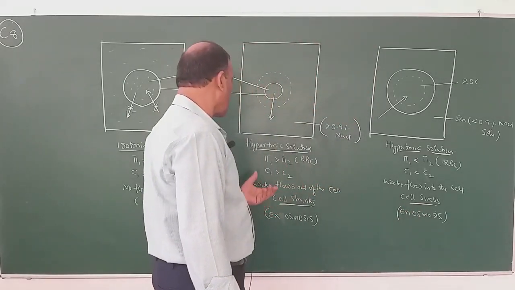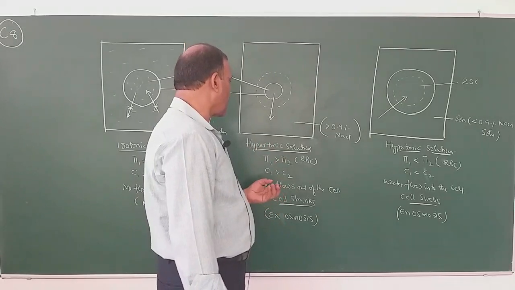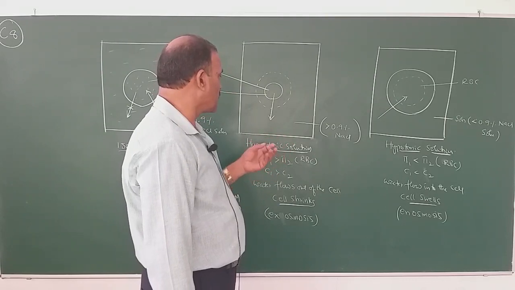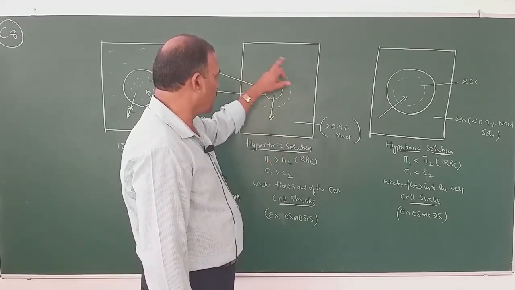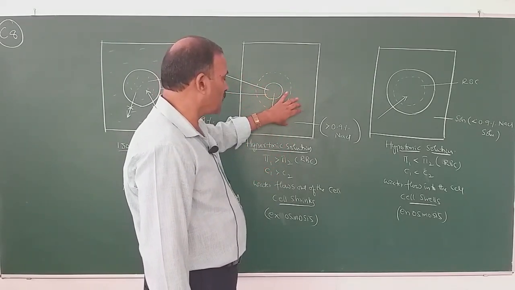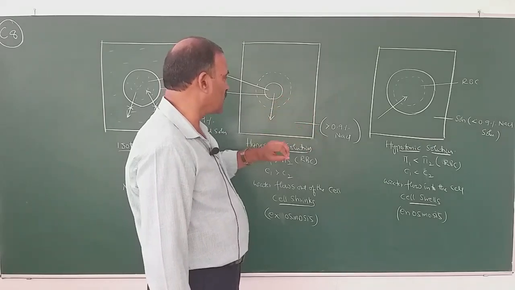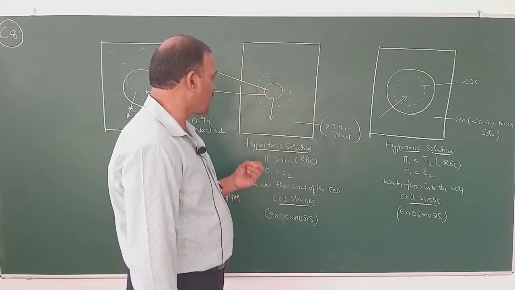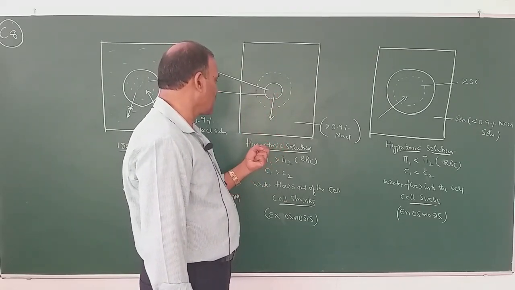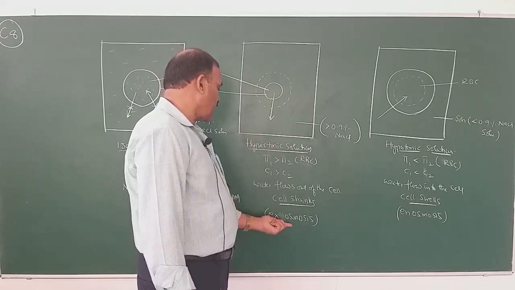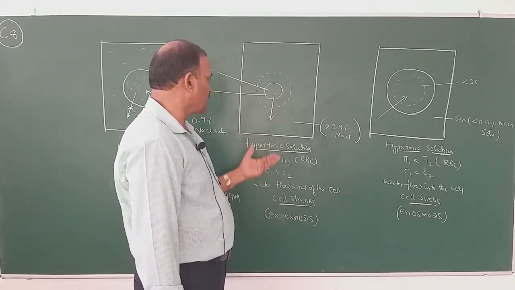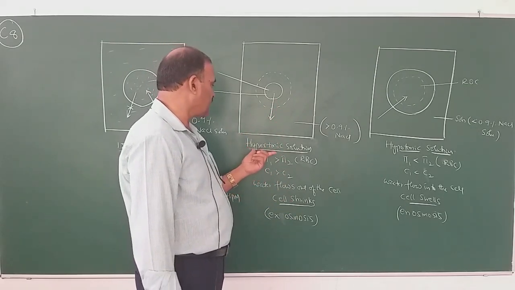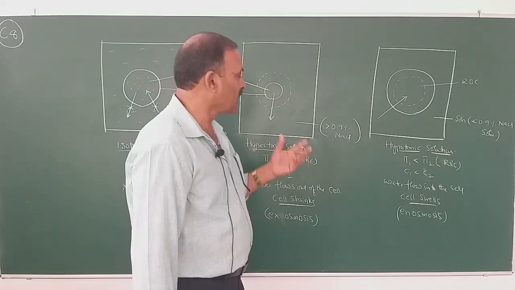An example for hypertonic solution: during the preparation of pickles, small mangoes are kept in a concentrated solution of sodium chloride, which is called a hypertonic solution. Due to osmosis, water will flow out of the mangoes. As a result, the mangoes shrink. This process is known as exosmosis. Due to exosmosis, water will flow out of the mangoes and the size of the mangoes decreases. This is what happens in a hypertonic solution.